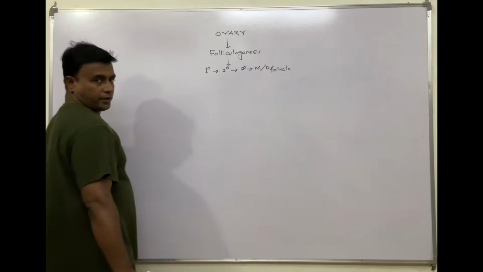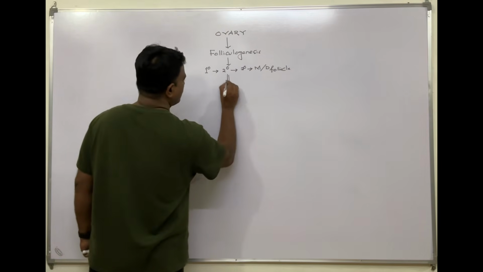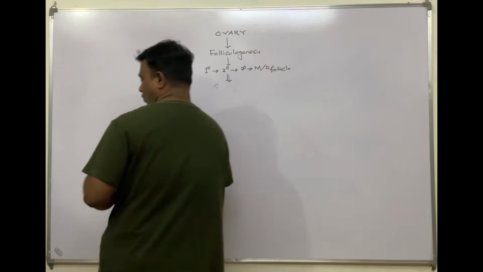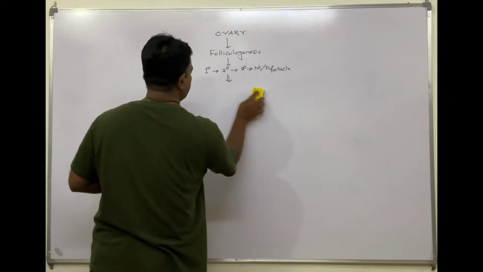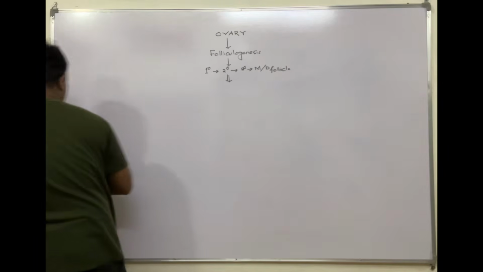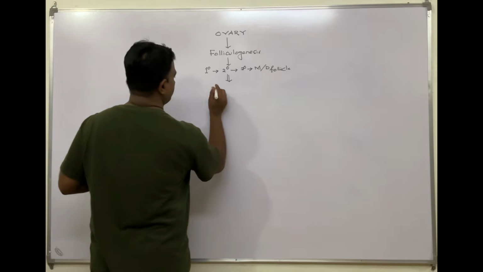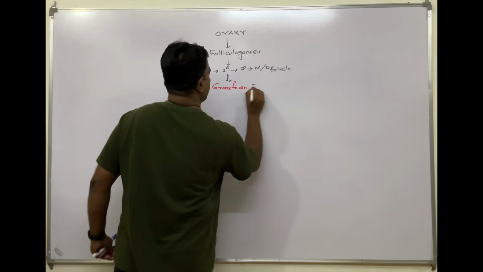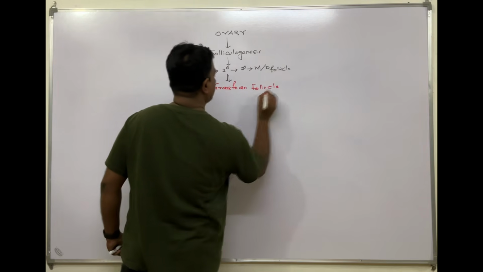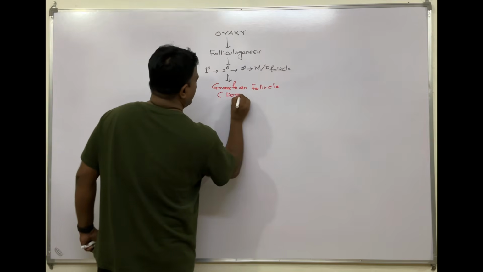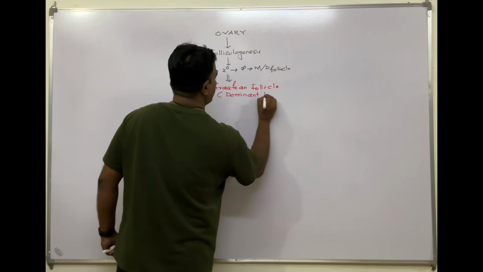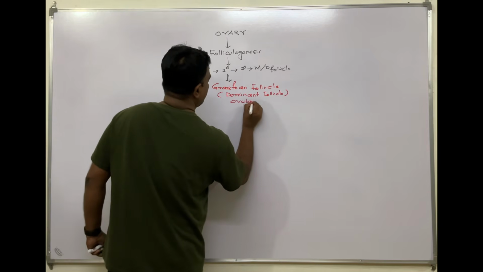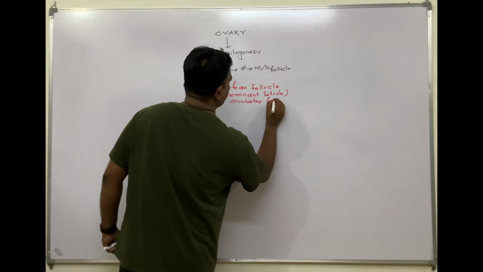Mature or dominant follicle. Here, we will say it as a very common word. We will say it as Graafian follicle. I can use the word dominant follicle, which is ready to undergo the process of ovulation, or I can say ovulatory follicle.